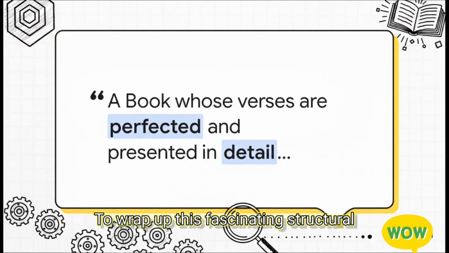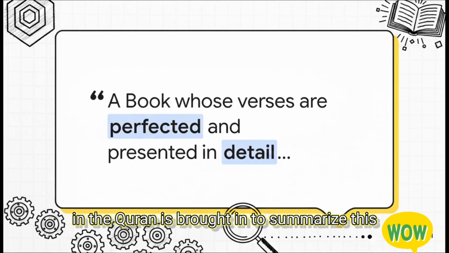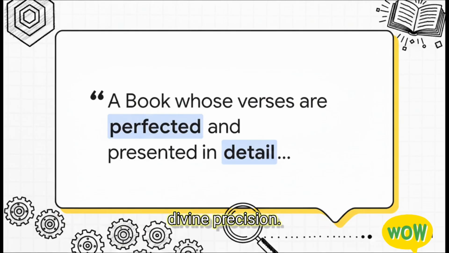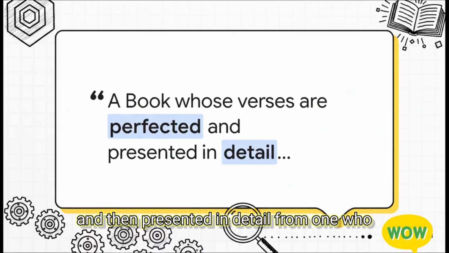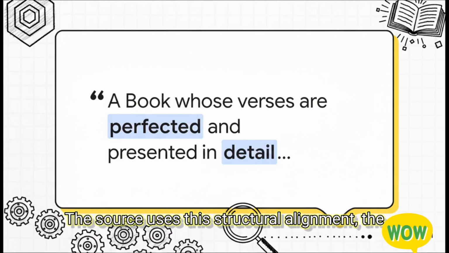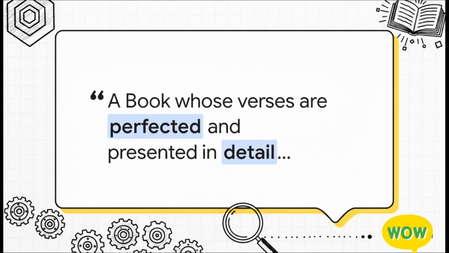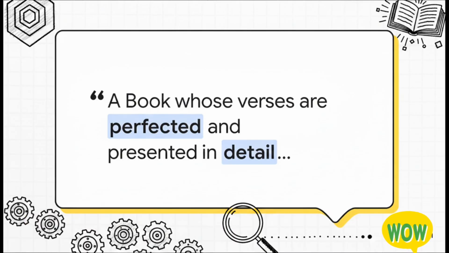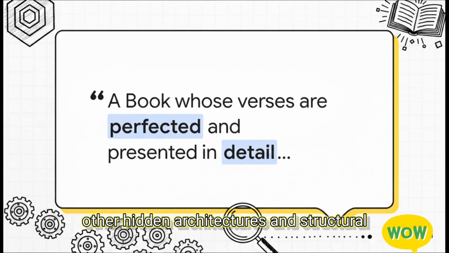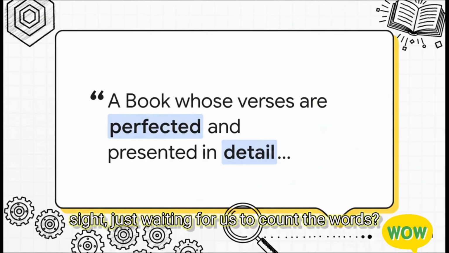To wrap up this fascinating structural analysis of the source material, a quote from elsewhere in the Quran is brought in to summarize this divine precision. It reads, "A book whose verses are perfected and then presented in detail from one who is wise and acquainted." The source uses this structural alignment, the number 60 appearing exactly as the 60th word, as a definitive example of this perfected arrangement, and it leaves us with an incredibly compelling final thought to take away. When we're reading ancient texts, how many other hidden architectures and structural mysteries are hiding right there in plain sight, just waiting for us to count the words?